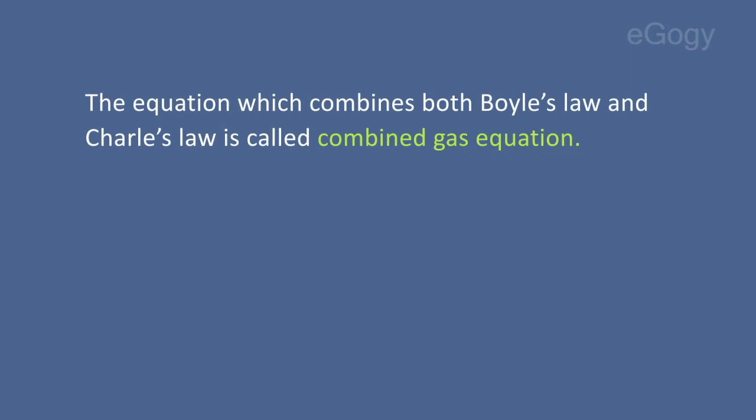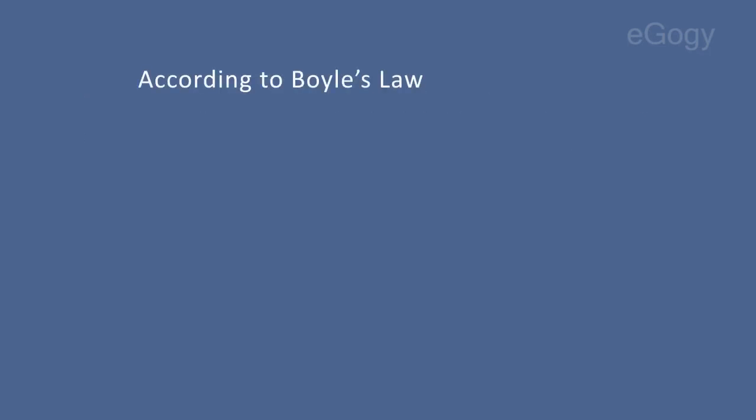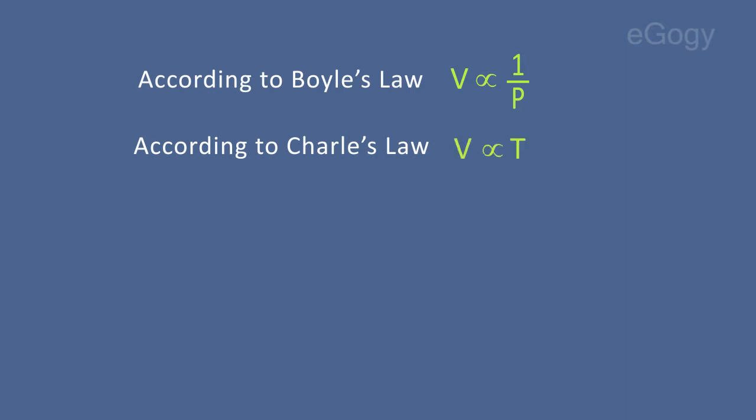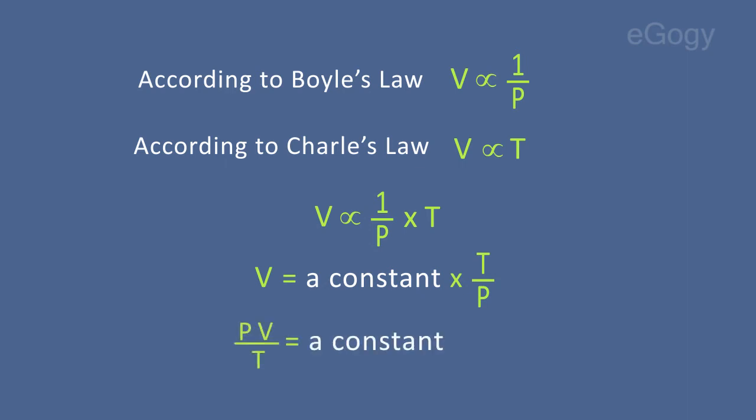The equation which combines both Boyle's law and Charles' law is called combined gas equation. According to Boyle's law, V is directly proportional to 1 by P. According to Charles' law, V is directly proportional to T. By combining these two laws, we get V is directly proportional to 1 by P into T. V equals a constant into 1 by P into T. Therefore, PV by T equals a constant.